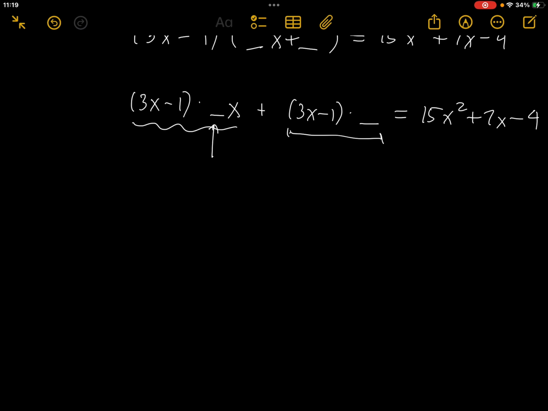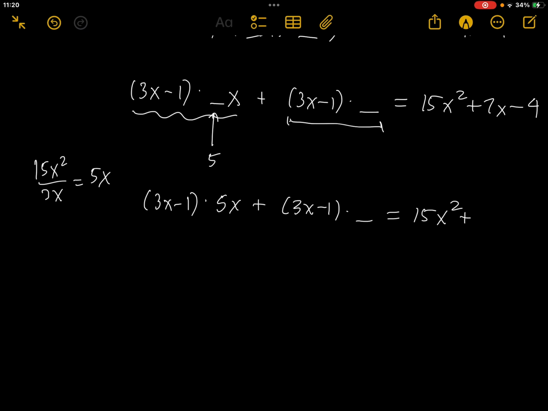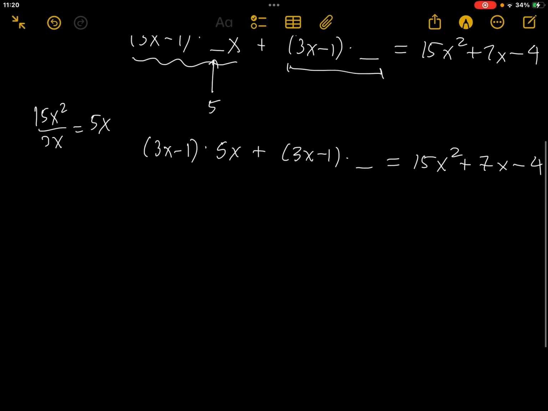Now, what constant do I need so that when I multiply, I get 15x squared? I have to multiply by 5x, because if I take 15x squared and divide by 3x, I get 5x. So I know that I need a 5 there. So let's write down what we have. 3x minus 1 times 5x plus 3x minus 1 times a blank equals 15x squared plus 7x minus 4.